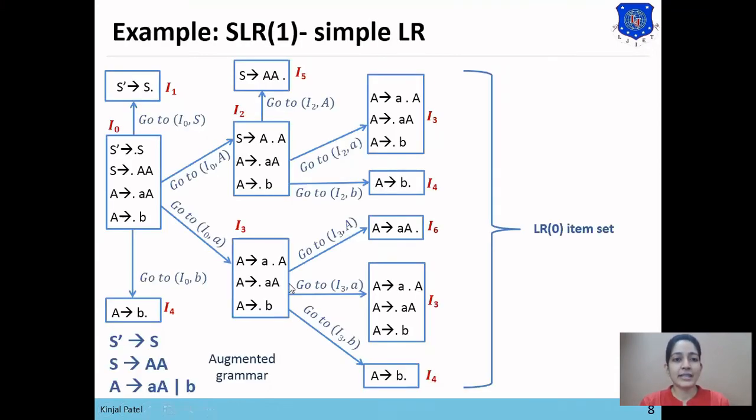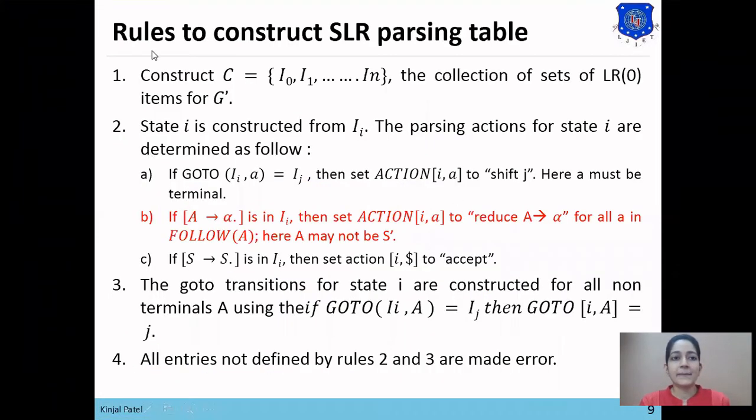So here is the first step of SLR, LR0 item set, which we have already constructed in LR0 parsing technique. So I won't repeat this step as the rules are same as in LR0 parsing technique. Step 2 is to construct SLR parsing table using LR0 item set. So there are two entries needed to be made in parsing table. First one is for shift and second one is for reduce. The rules for shift are same as LR0 technique.